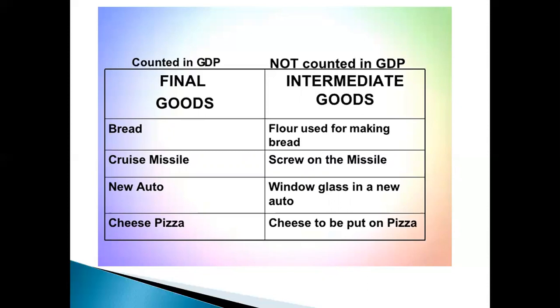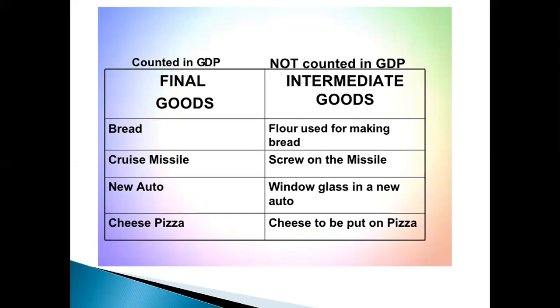Cheese pizza. This pizza is a final good, but the cheese which is used by the shopkeeper for putting in the pizza is not a final good, but it is an intermediate good. And after purchasing this cheese, he will further process it, further use it to make pizza, and then the pizza will be available as a final good for sale. So this is the difference between final goods and intermediate goods.